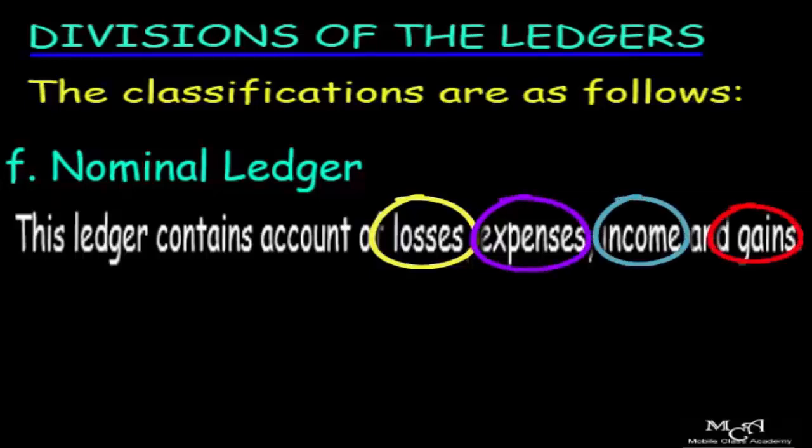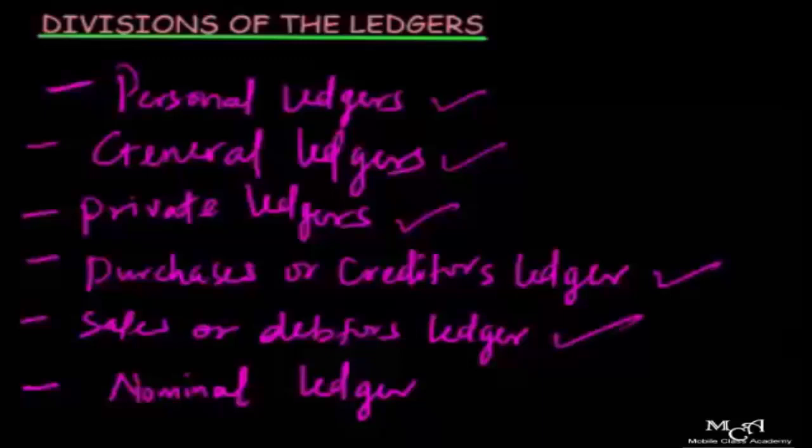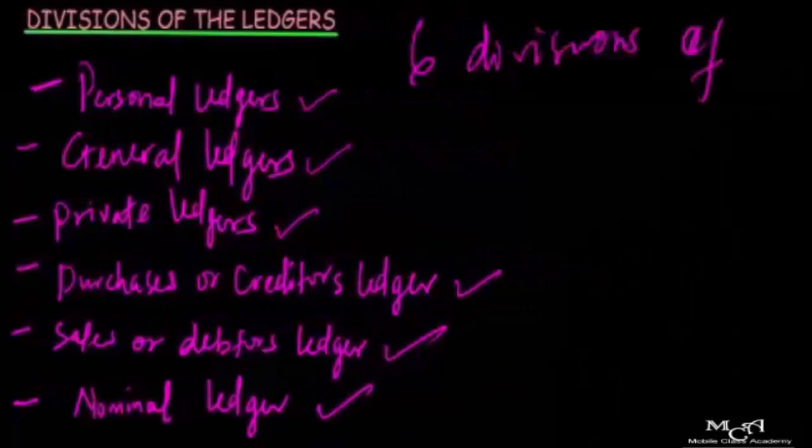Let's briefly do a recap of all the divisions of the ledger. So we said we have personal ledgers, general ledgers, private ledgers, purchases or creditors' ledgers, sales or debtors' ledger. We have the nominal ledger. There are basically 6 divisions of ledgers.